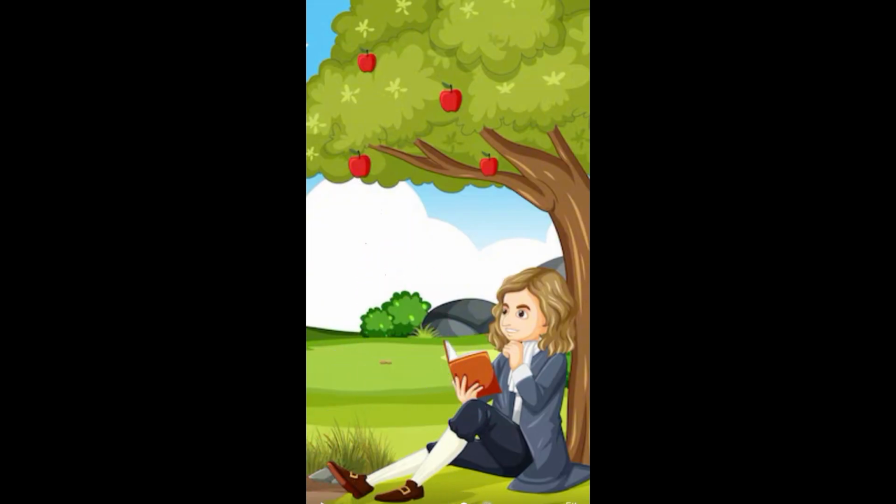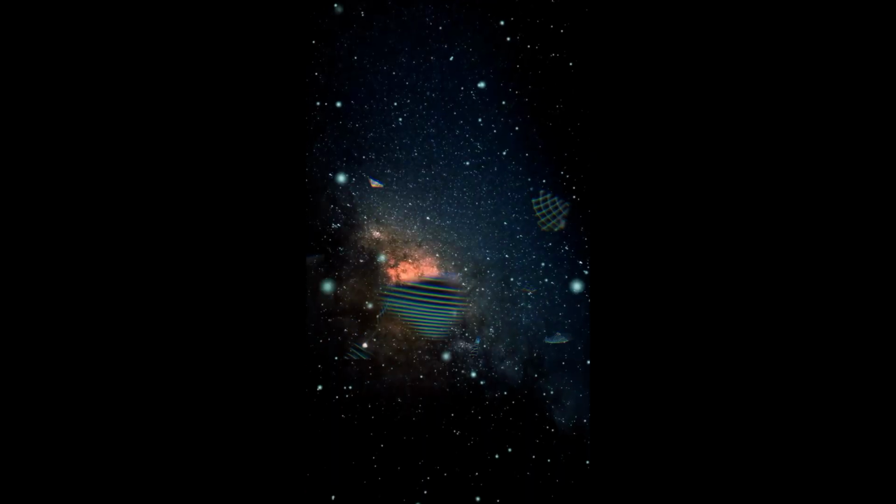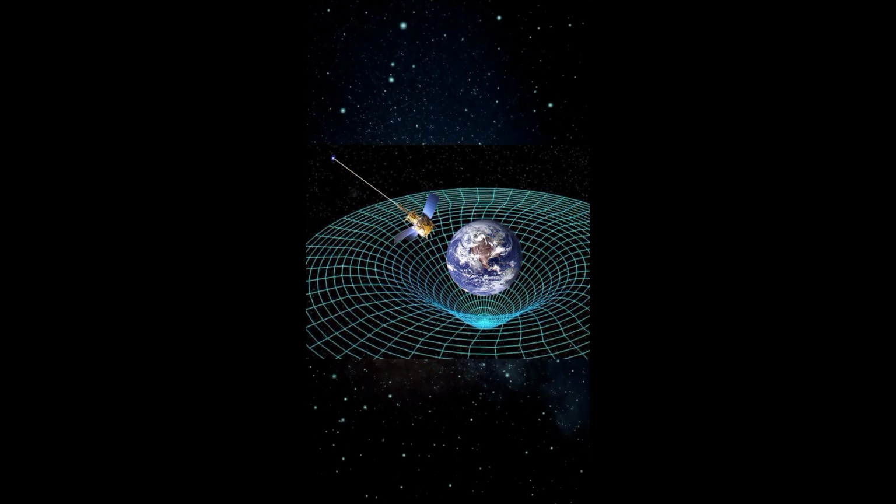There he was, Isaac Newton, just sitting under an apple tree, probably thinking about life, when suddenly, boom! An apple falls right in front of him. Newton asked the big question. Why? Why does it always fall down? Why not sideways? Why not up? So many whys that eventually led to one of the greatest discoveries in science, the gravity.